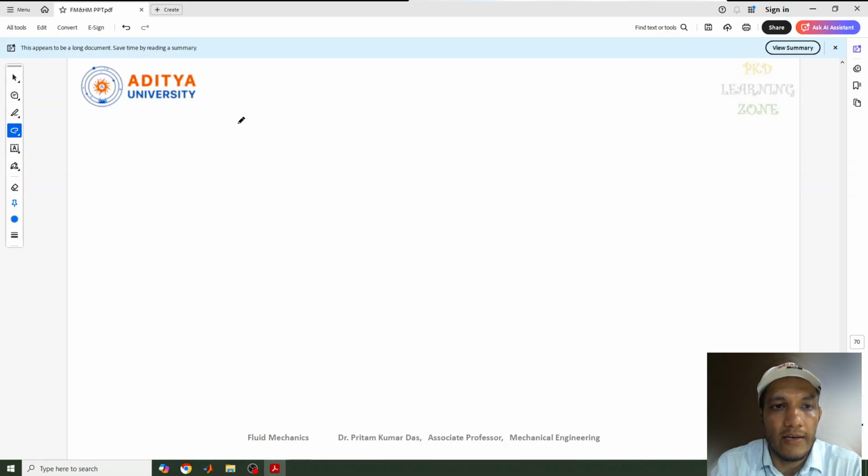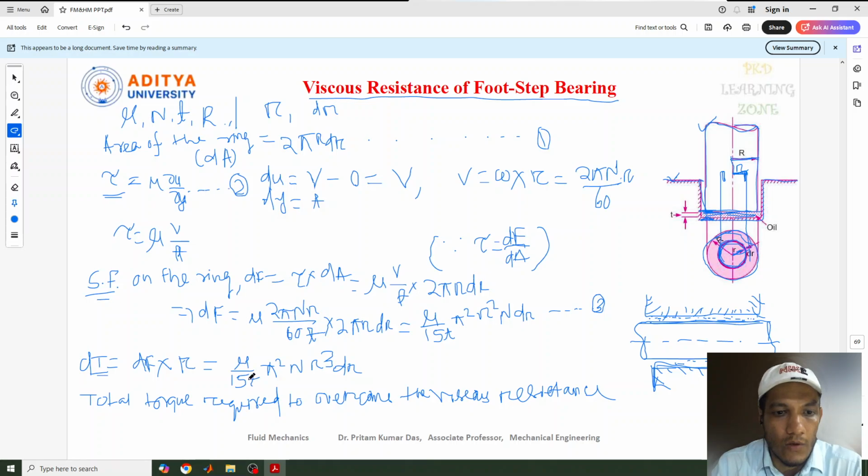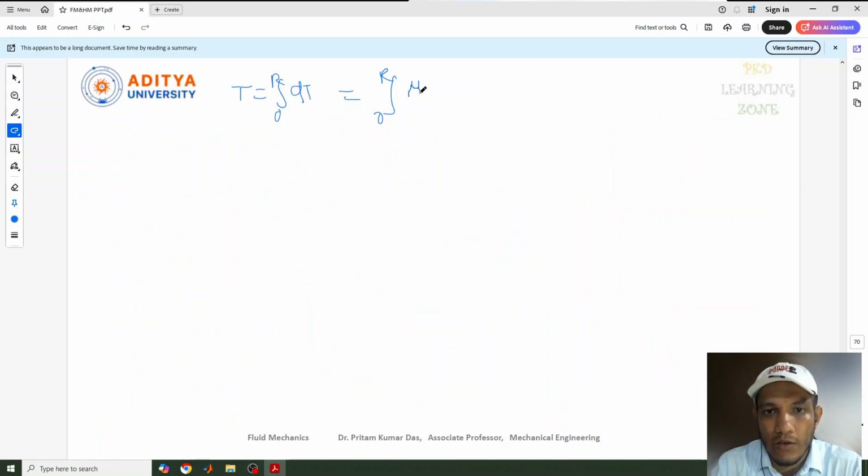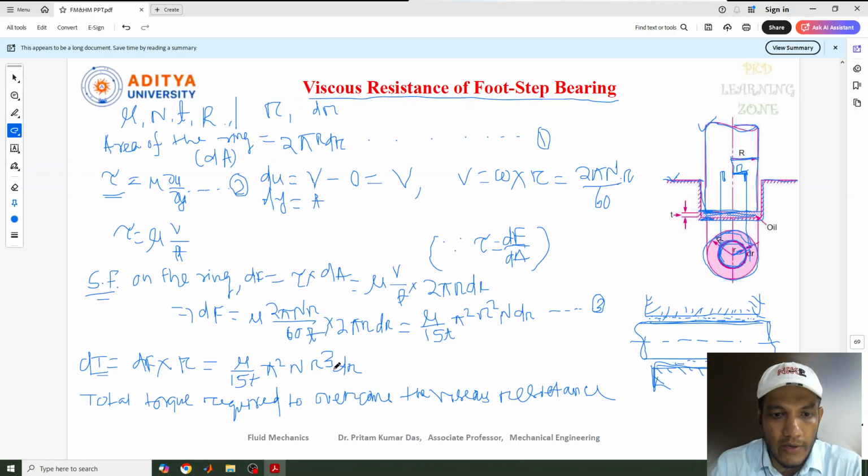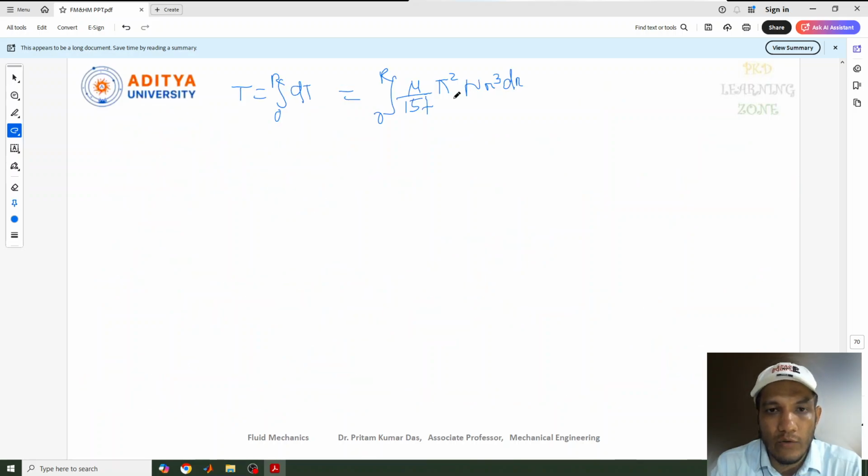Okay, so what I can write here is T equal to the integration of dT, that is from 0 to r. So again 0 to r, and the value we had was mu by 15t, pi square n r cube dr. Okay, so this is the value of dT. So now we need to just integrate this equation.